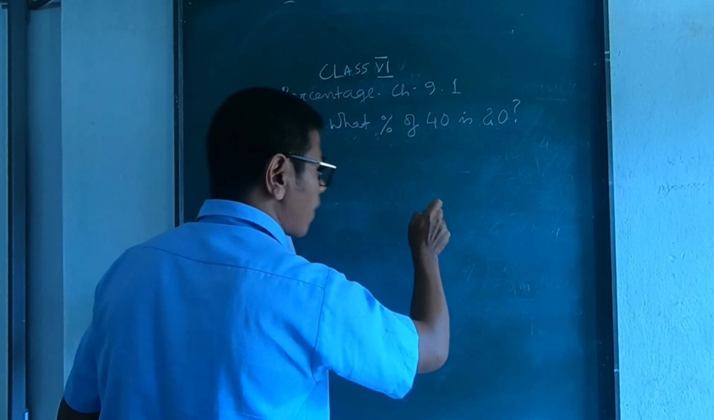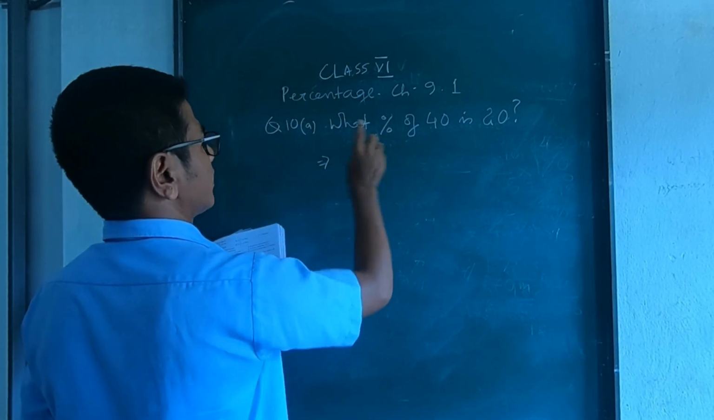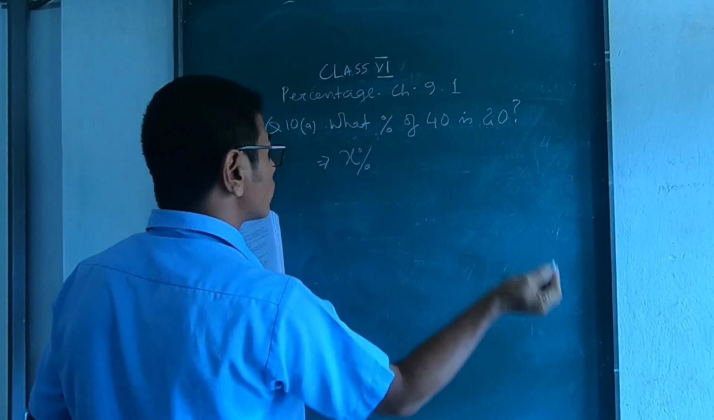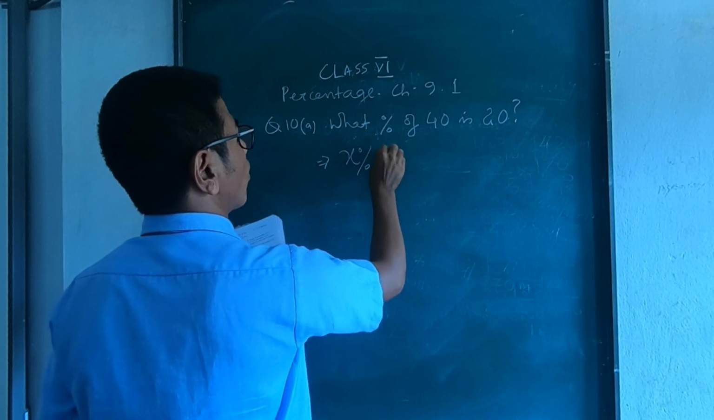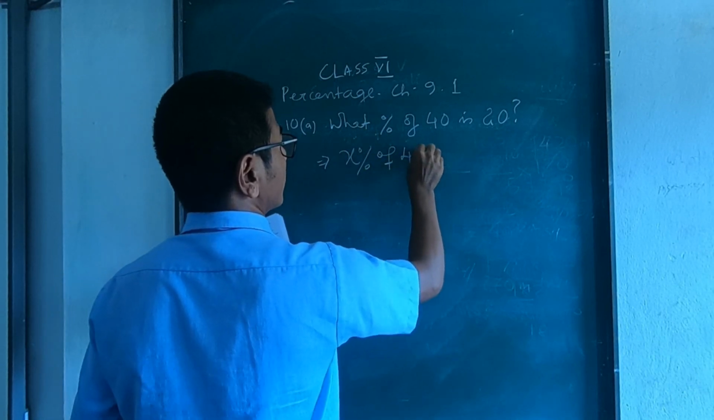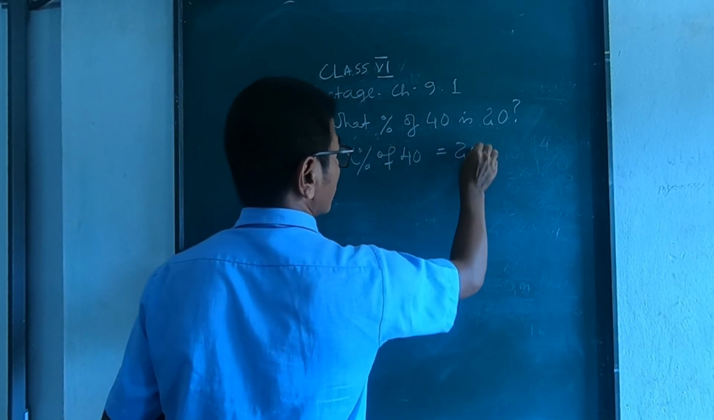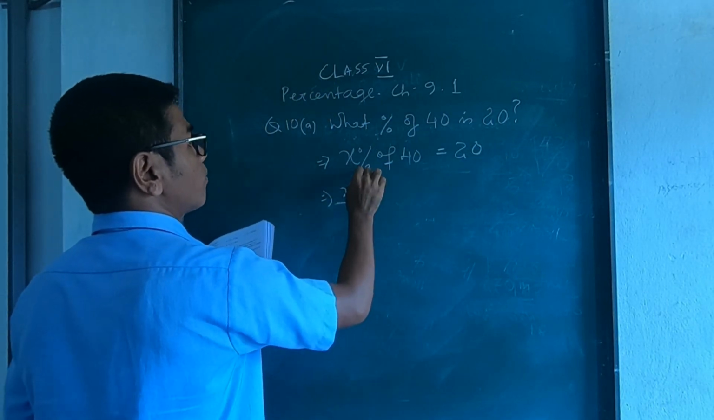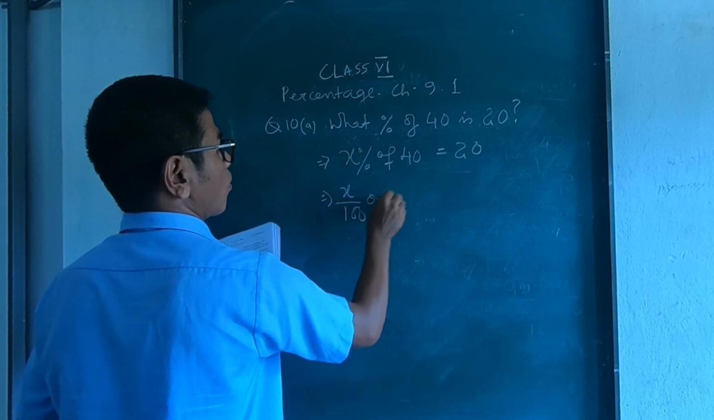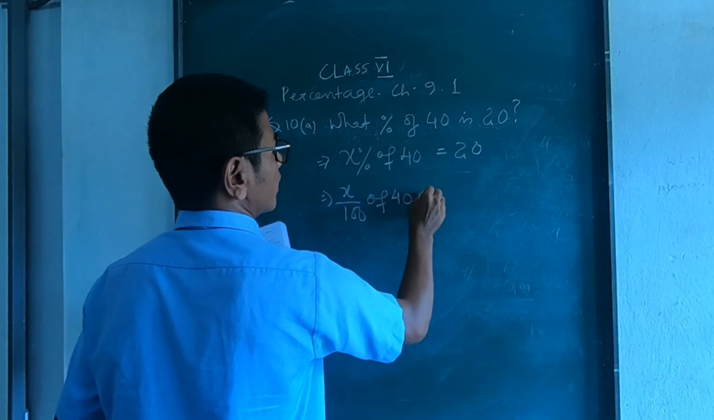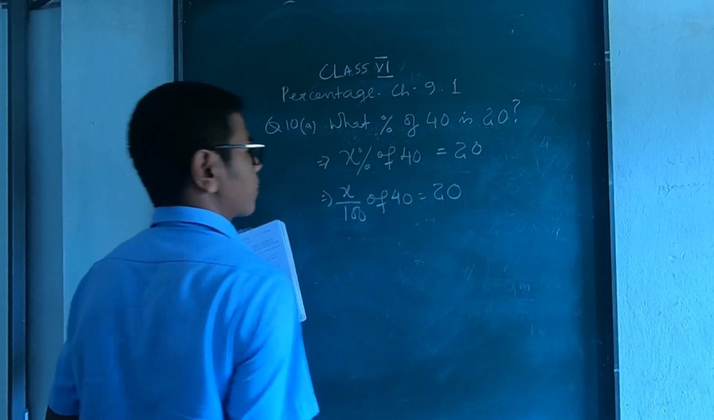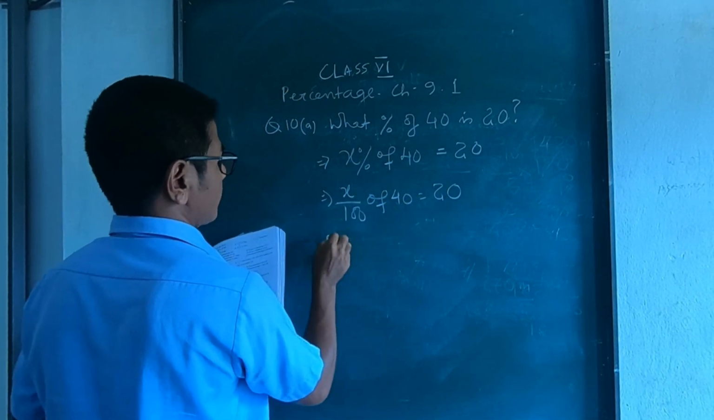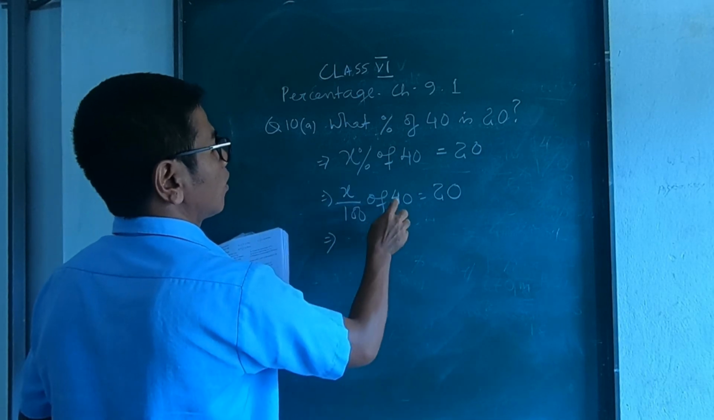What percent? Do we know the percent? We don't know. In that case, let's write x%. In place of what, we don't know. So I made it x% of 40 is 20. Now, x, we know percentage is x by 100 of 40 equal to 20. You can also cut these two, but we won't. We will cut later on. We'll make a common factor later on.